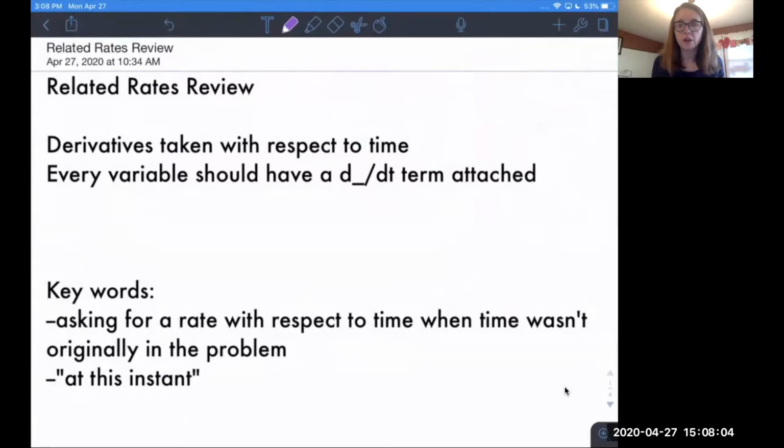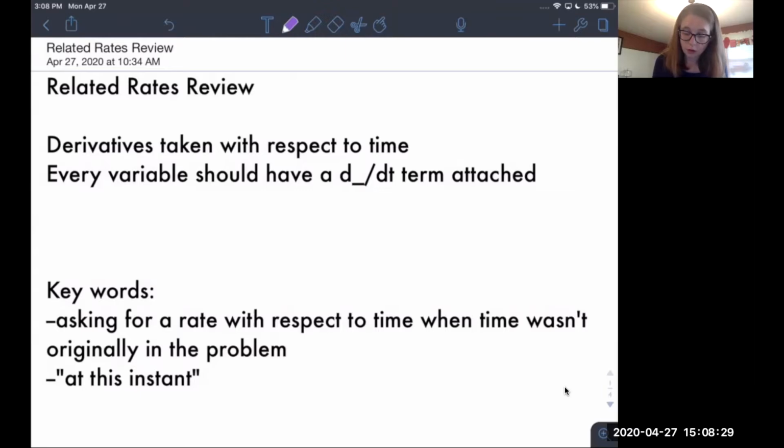This video is going to provide a short review of how to do a related rates problem in the context that you might see on the AP Calculus exam. First, I just wanted to remind you that related rates are basically derivatives taken with respect to time. So no matter what variable it is, when you take the derivative, you'll do d, whatever that variable is, and then dt. That's different from doing dy dx.